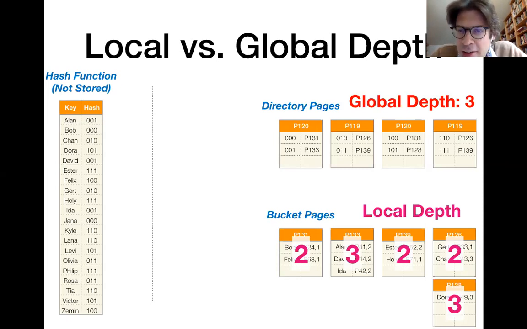On the other side, if you are taking page 133, for instance, then that page is only linked to once in the directory. And that means that in order to be sure that this is the interesting page for the entries you're looking for, you have to consider all 3 bits from the hash function. And that is why the local depth for page number 133 is 3, because you have to consider 3 bits in order to be sure.